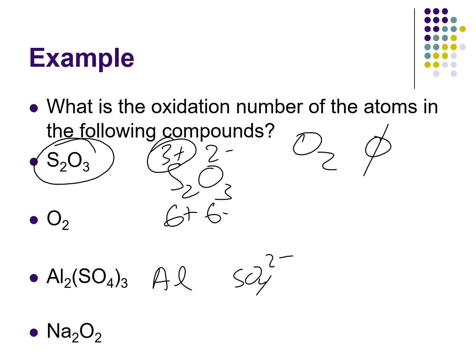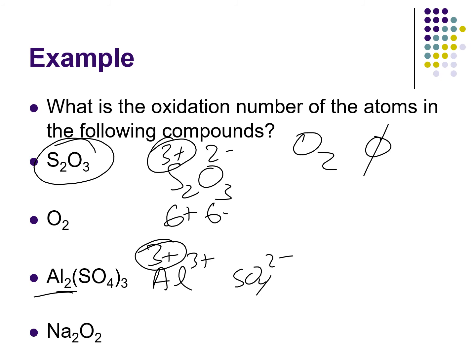Now this aluminum here is in a compound. Because it's in a compound and it's a metal, it has a charge. It's ionic. What charge does aluminum have? Aluminum always has a 3+ charge. Therefore, this aluminum has an oxidation number of 3+. Now the sulfate's a little tougher.